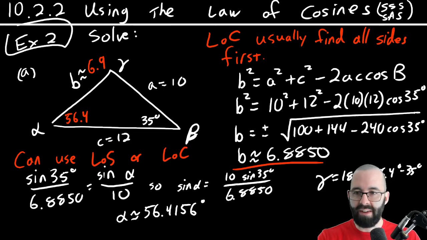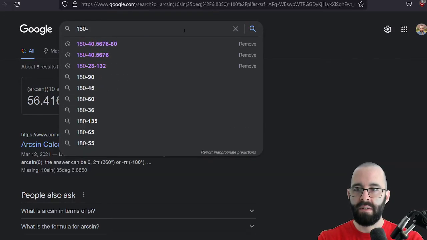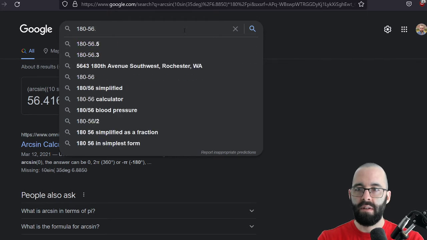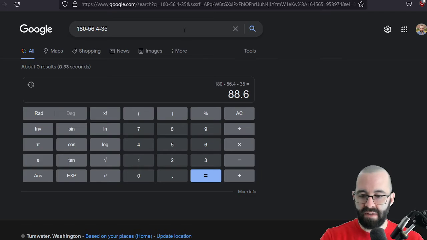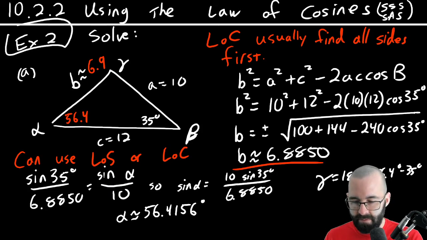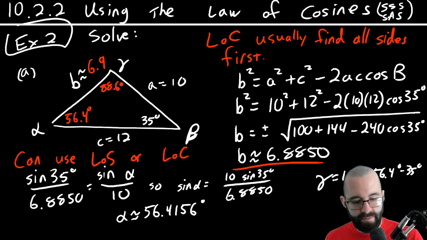What does that come out to? I have no idea. Type it in. 56.4. Gamma is going to be 88.6 degrees. Make sure to include units. I dropped my units somewhere. And there you go. That's the law of cosines.